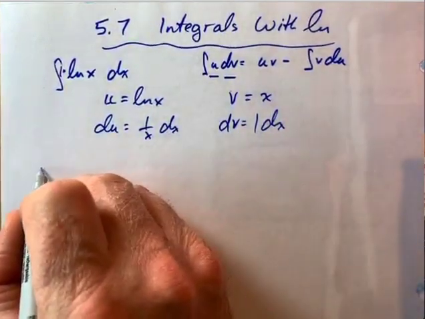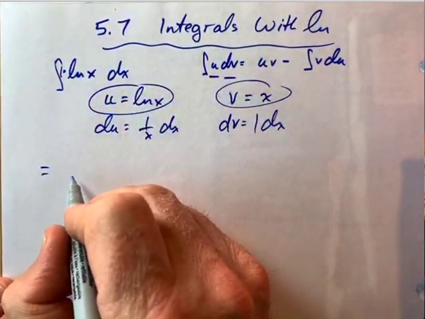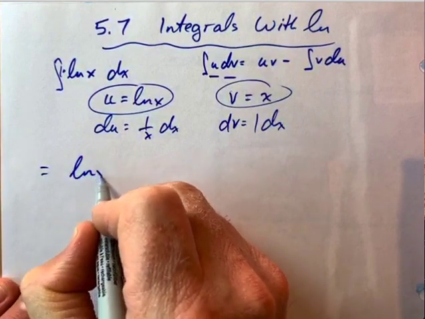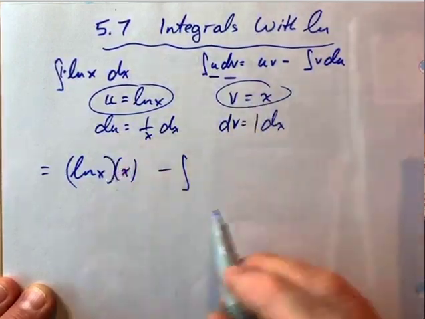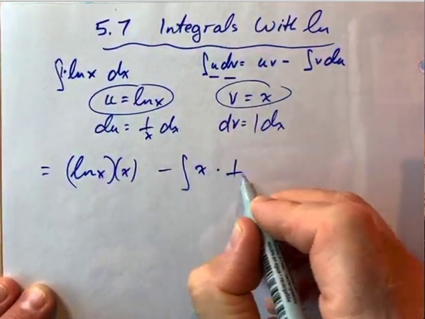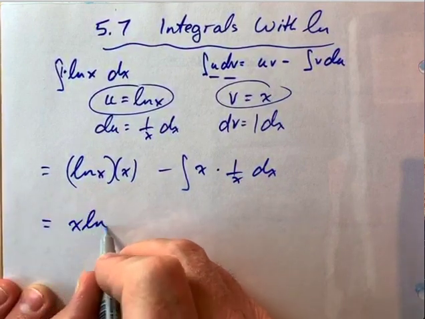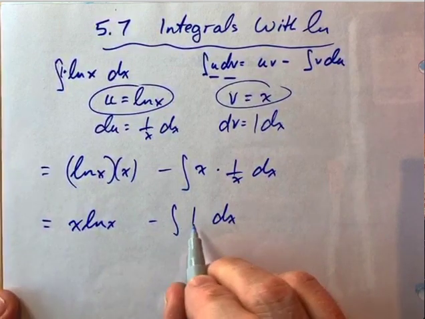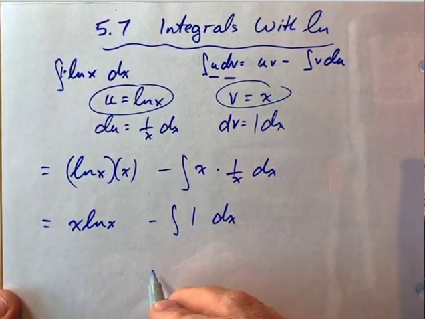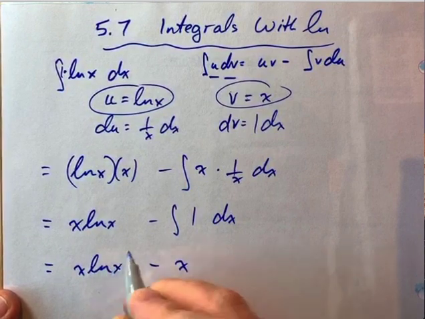Okay, so let's do this. It's uv, so it's going to be ln x times x, minus the integral of v du: x times 1 over x dx. Now that's kind of nice. This turns out to be x ln x minus the integral of 1 dx. The integral of 1 is just 1x, so this is minus x. So this becomes x ln x minus x.